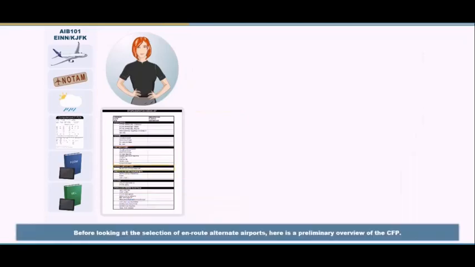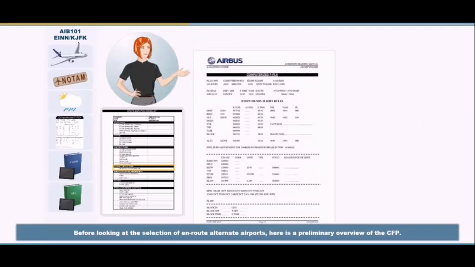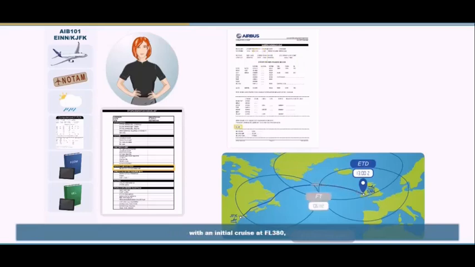Before looking at the selection of en route alternate airports, here is a preliminary overview of the CFP. The CFP confirms a flight from Shannon to New York, with an ETD at 13:00 Zulu time. ETOPS 120 minutes rules are taken into account. The estimated flight time is 6 hours 42, with an initial cruise at flight level 380. Which means that given the taxi time, we expect an arrival at around 20:00 Zulu time.